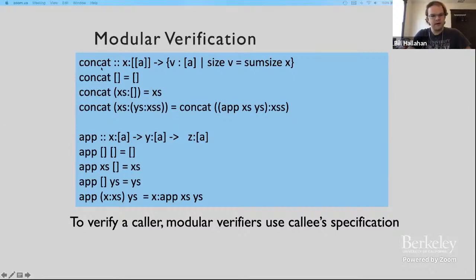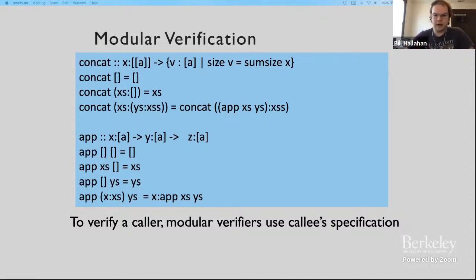Here we have this concat function that takes a list of lists of a, and it returns a list of a. It gets this list by just joining all of the lists in the list of lists together. The specification we have says that if we sum up the sizes of all the lists in the input list of lists, that should be equal to the size of the output list. To implement concat, we've made use of this append function that just takes 2 lists and appends the first list to the second list.